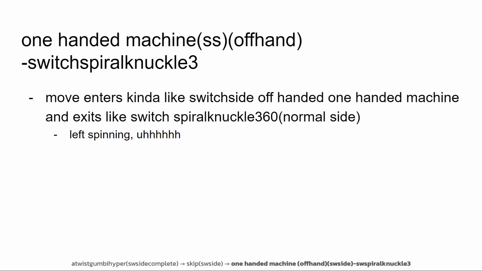Now moving on to the next part of the trick, we have one-handed machine, switch side, offhand, switch spiral knuckle 3. I put the dash there because the move kind of enters like switch side, offhanded, one-handed machine and exits like switch spiral knuckle 360, twisting left, which is kind of weird and I can't really explain that right now. Maybe I will in future videos.